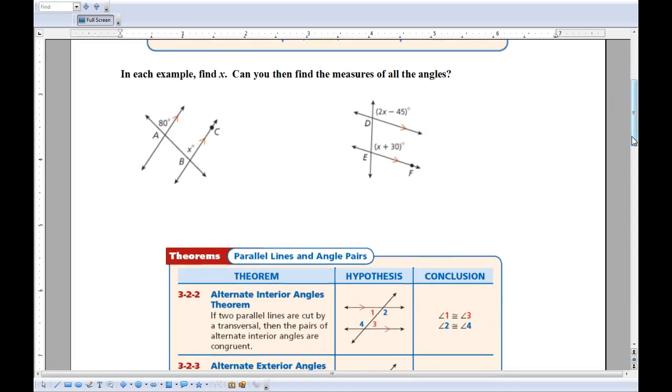So in each example, find x, and then can you find the measure of all the angles? Looking at this first one here, I can find all the angles in this first intersection, where the 80 is based on stuff from chapter 1. If you remember, the angle right below it is a vertical angle, so they are equal. The angles adjacent to it form a straight line, so they add up to 180. So we have some linear pairs and vertical angles.